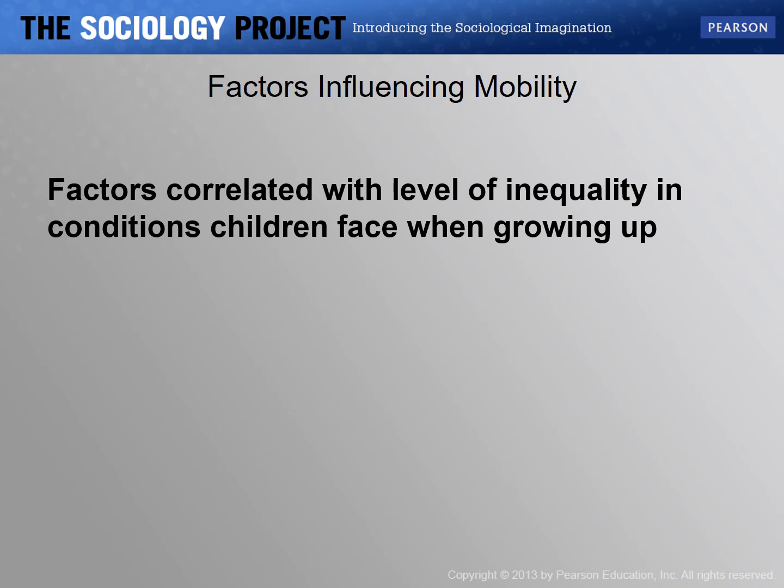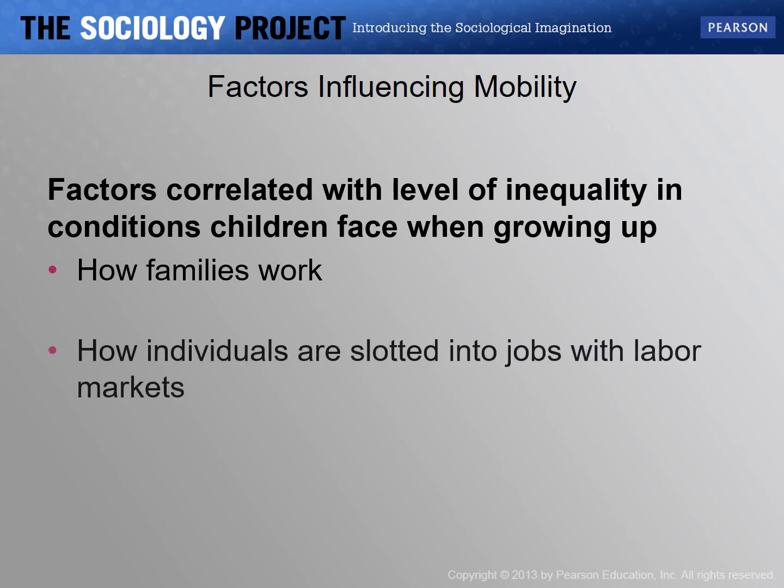Things that influence mobility, why people move around, include how families work. Some families are more itinerant than others. How individuals are slotted into jobs in the labor market. Sometimes you have to look for work, which means you have to move. And sometimes government policies encourage people to move. So when there was an oil boom back in the early 2000s, people were moving to western states like North Dakota, and they were encouraged to by the government, but that's since slowed up.